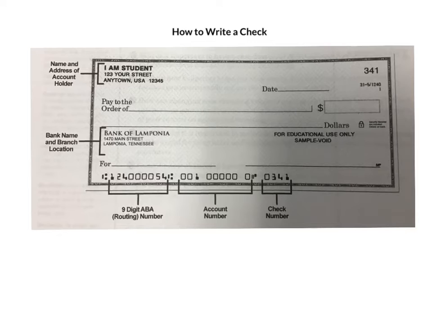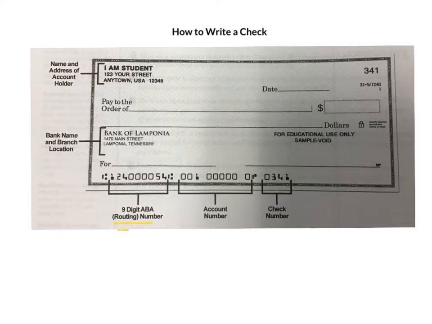Pay to the order of, that is whom you are writing the check to, whatever company or person. You'll see they always have the bank name and branch location of where your banking account is. And at the very bottom, you see a bunch of digital-looking numbers. These are specific to the bank so that they know how to track and where to withdraw the funds from.